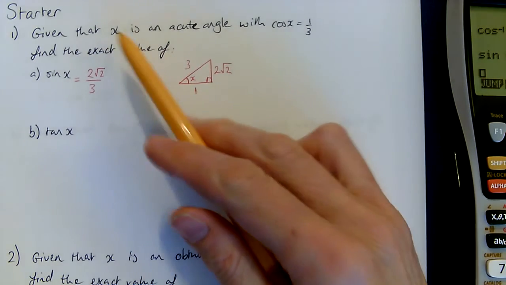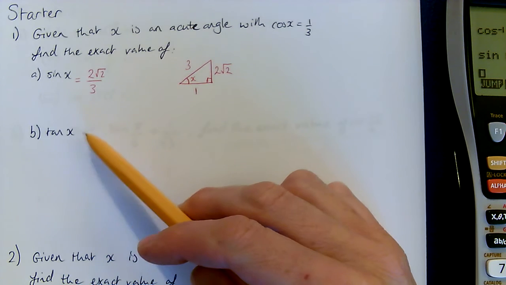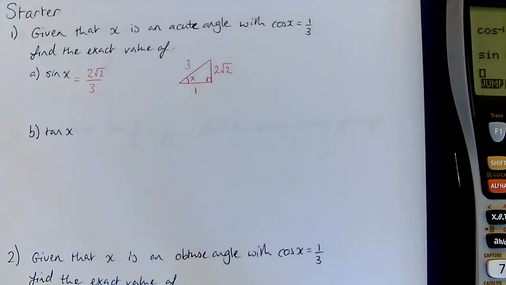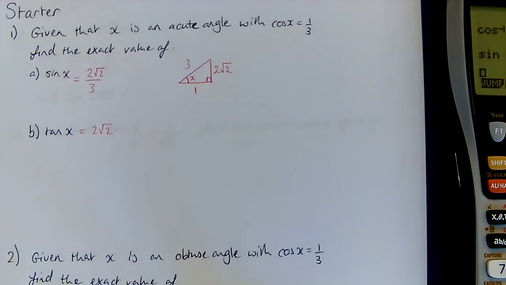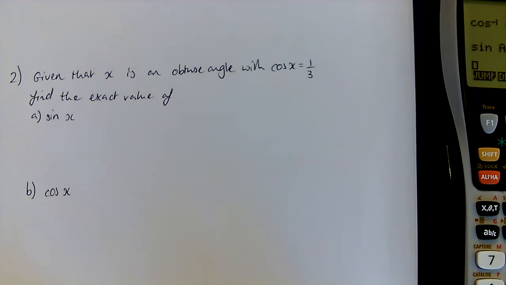Now, we're told that x is acute, and so this all works fine. Let's look at tan. Tan is opposite over adjacent, so that will simply be 2 root 2 divided by 1. So that's it.